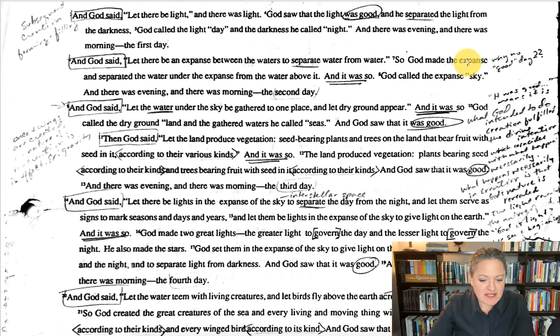And God said, let there be an expanse between the waters to separate water from water. And God made the expanse and separated the water under the expanse from the water above it. And it was so. So notice, God says it, and it was so. Separating water from water. So this is the stretching out of the expanse of the universe from this water. And he called the expanse sky, and there was evening and there was morning the second day.